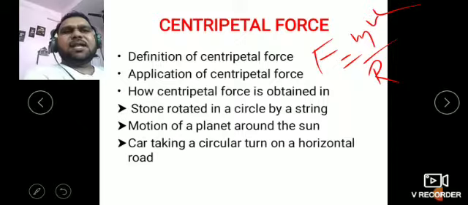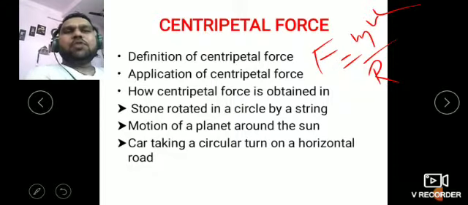This is centripetal force, and it is applicable at multitudinous places. Whenever we talk about a merry-go-round, there will be a centripetal force. The rotation of the planet Earth around the sun, or any other planet around the sun, is an example of centripetal force in action. A stone rotated in a circle by a string will also involve centripetal force, and a car taking a circular turn on a horizontal road will also involve a centripetal force.